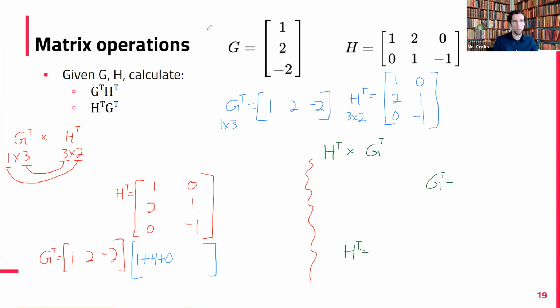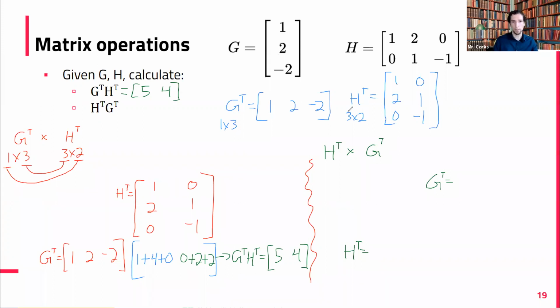Second position, what are the values? 2, 0, 0, plus 2, plus 2, -2 times -2. There we go. So our result here, G transpose times H transpose, just add those together: 5, 4. So there's our result. Very small matrix, just 2 positions, 5, 4, a 1 by 2 matrix.